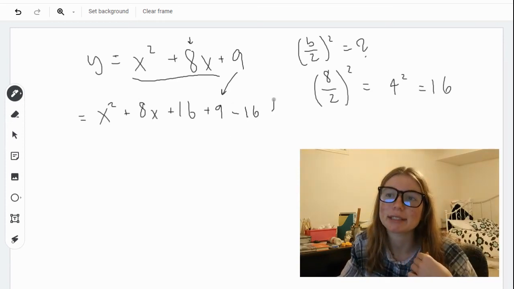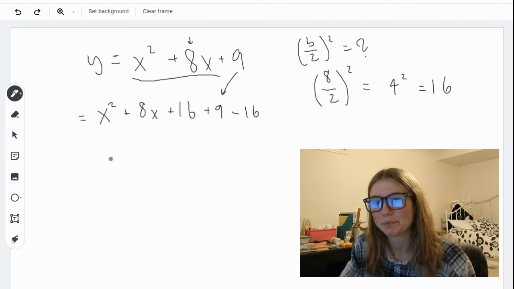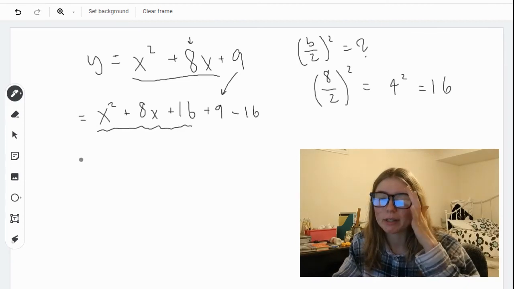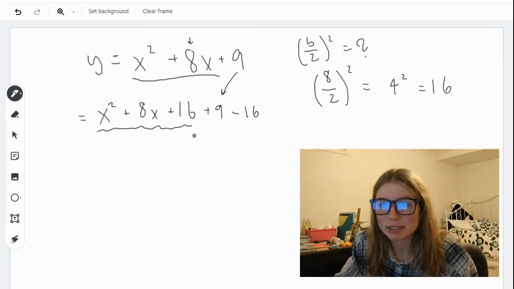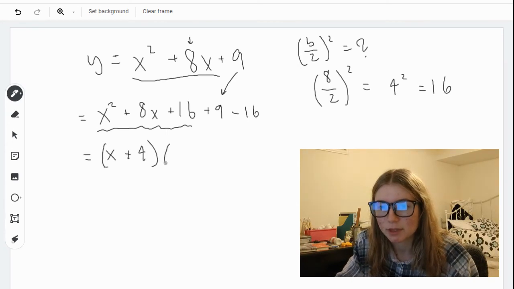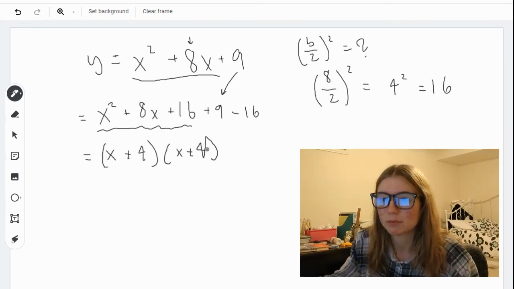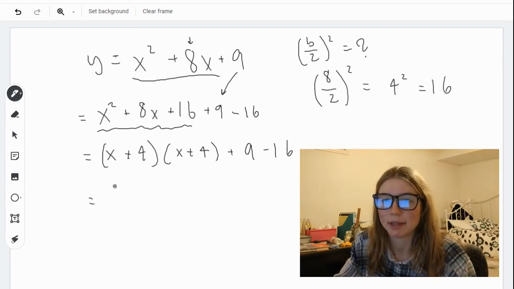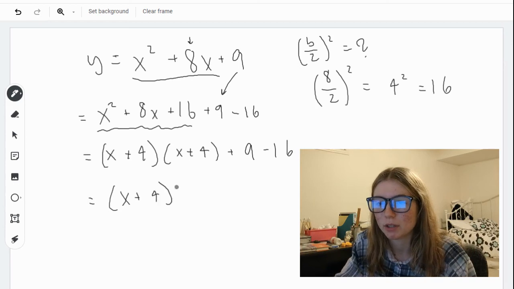Now we've got an equation that is exactly equal to the equation we had up there. And we have our completed square. So then, if we factor just this section of numbers here, we're going to get x plus 4 times x plus 4, plus 9 minus 16. Simplify that to x plus 4 squared, and then 9 minus 16. Ooh, arithmetic.